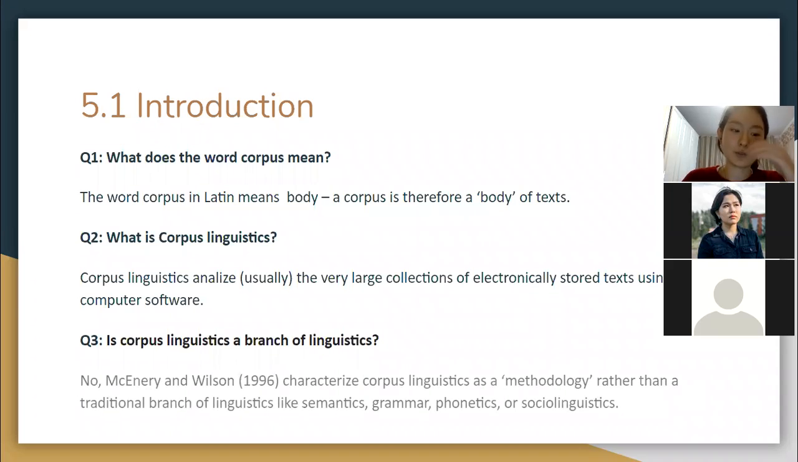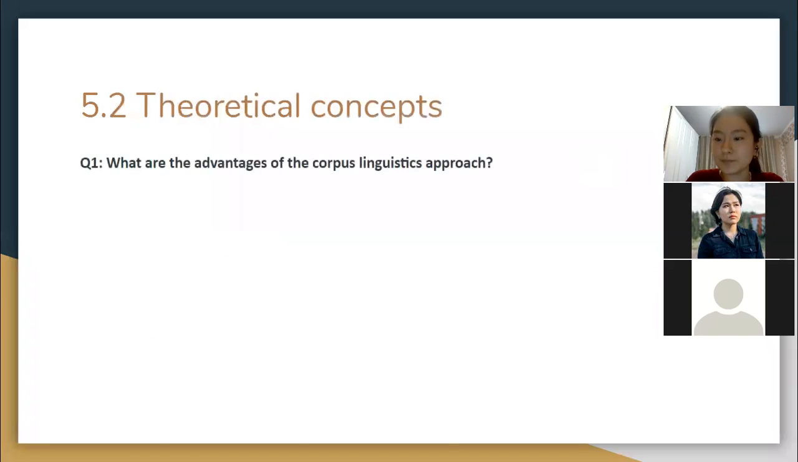Yeah, you're absolutely right. So McEnery and Wilson were telling that corpus linguistics is rather a methodology, a method of analyzing language rather than a branch of it, such as grammar, phonetics, and so on. Thank you very much for your answer. So we're moving on. Aliya.